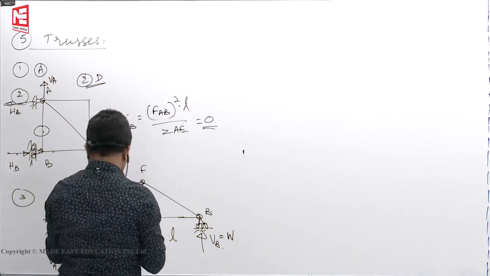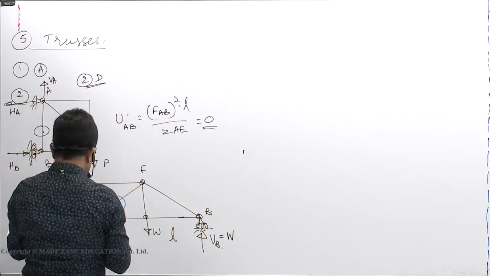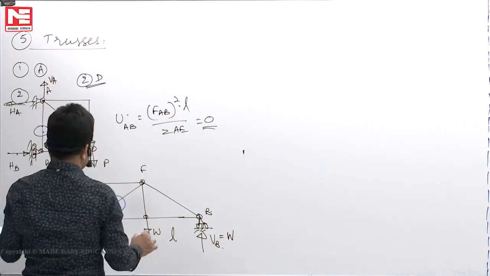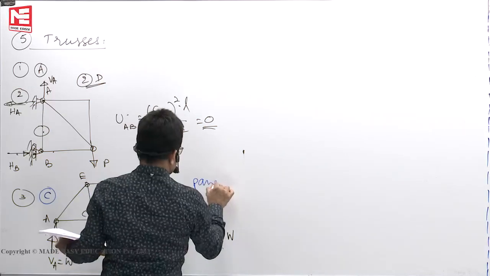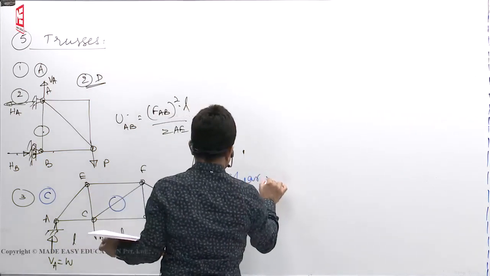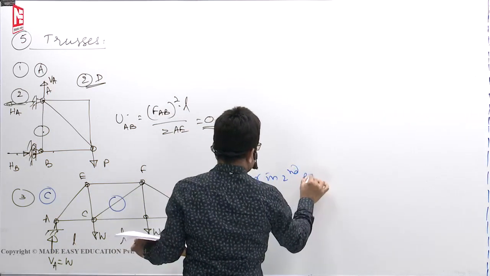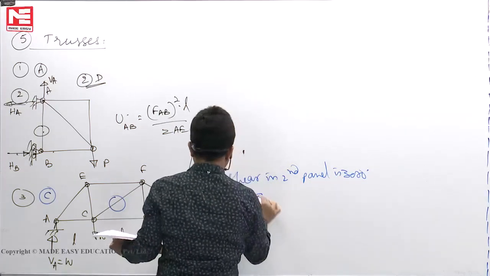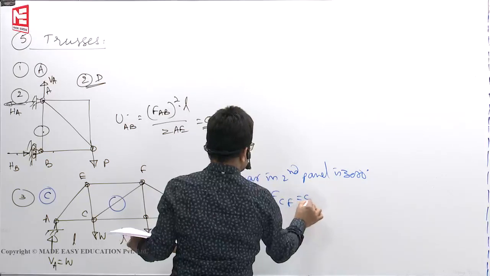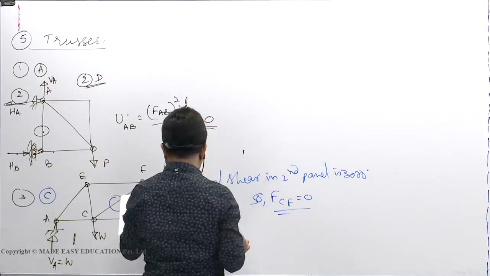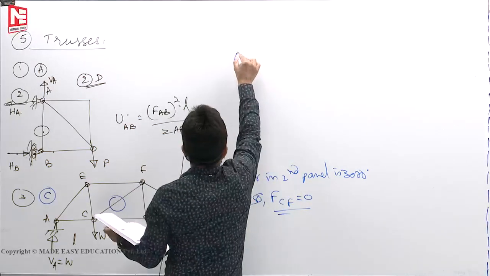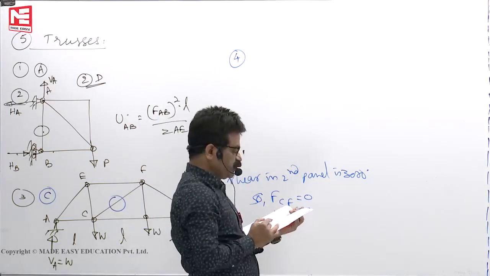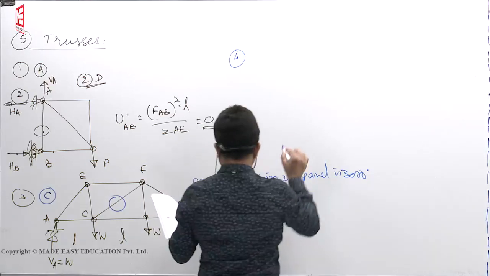So, third question is force in the member CF. Panel shear in the second panel is 0. So, FCF is equal to 0. Like that we should manage. Next, fourth question. Members of the frame shown below which carry 0 force are.